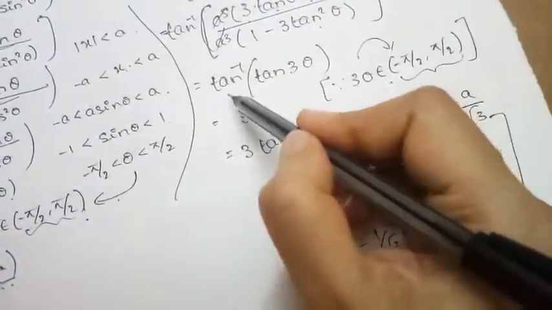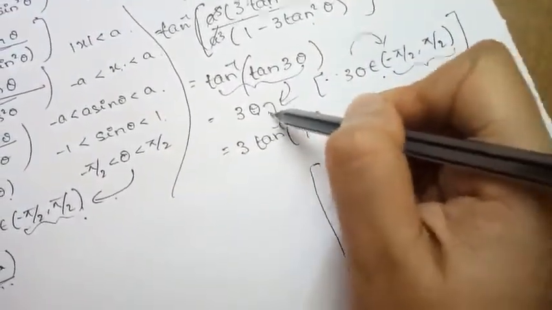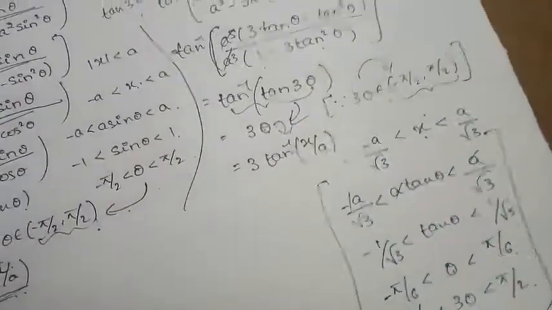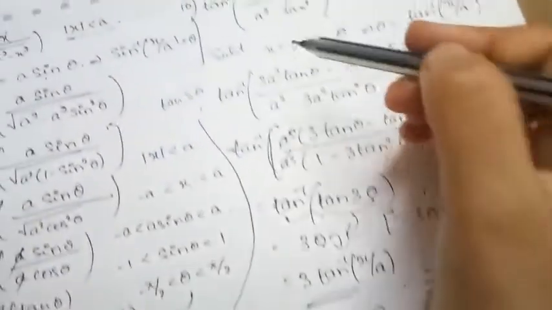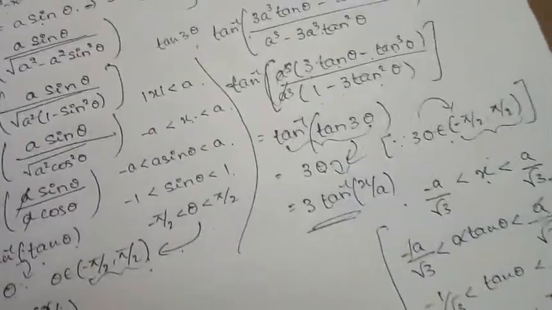So clearly I can write tan inverse of tan 3 theta as 3 theta, and substituting theta as tan inverse of x by a, this is the simplest form of the given question or the given equation.